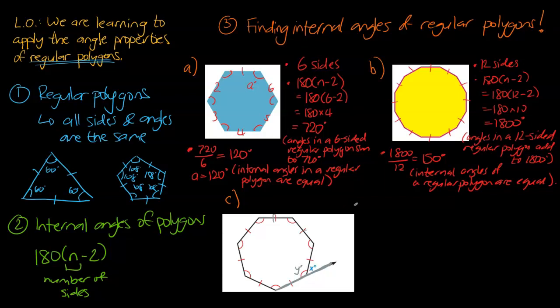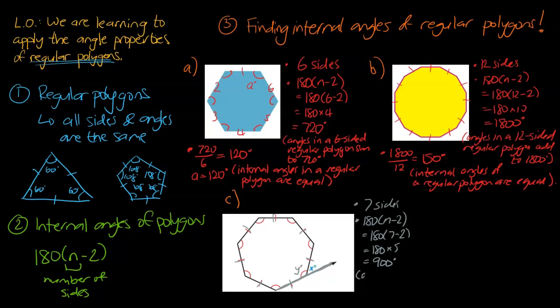We've got 1, 2, 3, 4, 5, 6, 7 sides. So that's actually a heptagon. So 7 sides. So we're going to go 180 times n minus 2 because we want to find out the total of the angles. 180 times 7 minus 2, which is 180 times 5, which is 900 degrees. So the total angles in a 7-sided shape, they're all going to add up to 900 degrees.